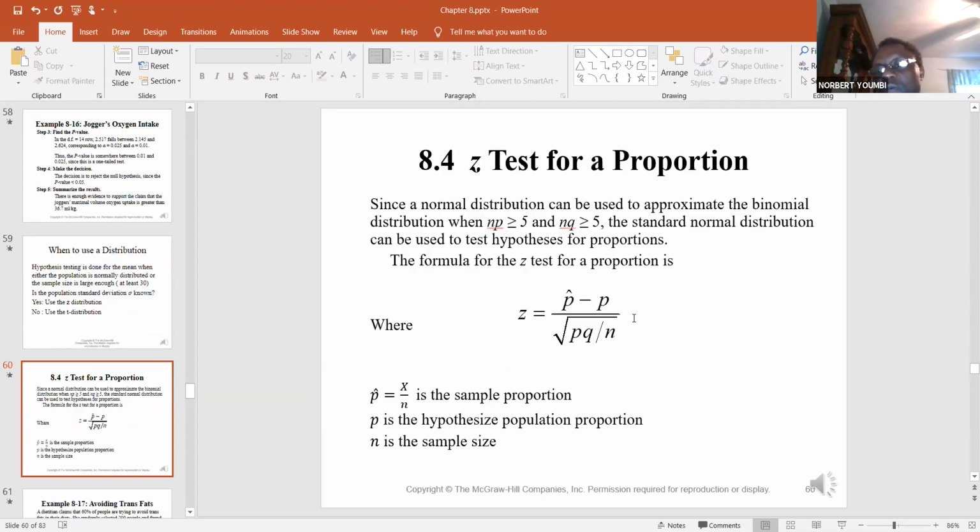So in 8.4, the z-test for proportion is essentially the same thing. We want np to be greater than or equal to 5 and nq to be greater than or equal to 5. We use the Z distribution and the test value is this formula.